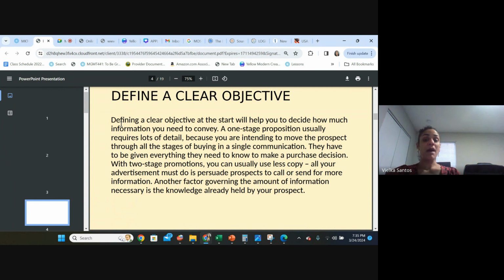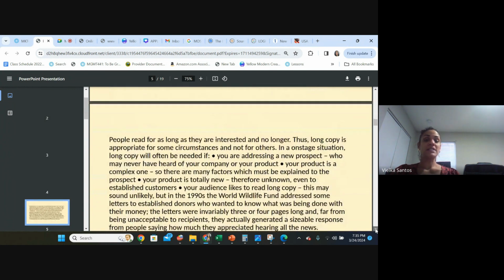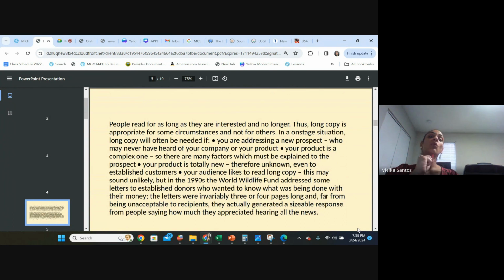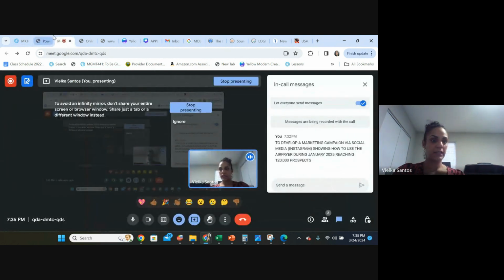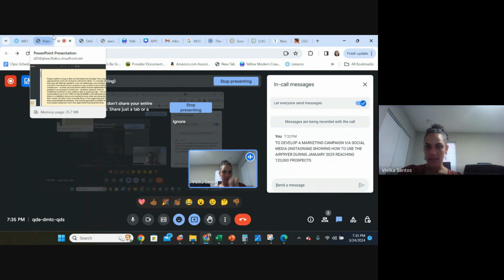Another factor governing the amount of information necessary is the knowledge already held by your prospect. So as soon as your prospect knows you more, of course, they will be more attracted to your product, service, to your organization, profit or non-profit. People read for as long as they are interested and no longer. What does that mean? Long copy. When we are talking about content that is extremely long, very extensive, the customer doesn't have the opportunity to understand, like this slide that I have right here, which is so long. So you will lose interest in reading or listening to any content that is long.